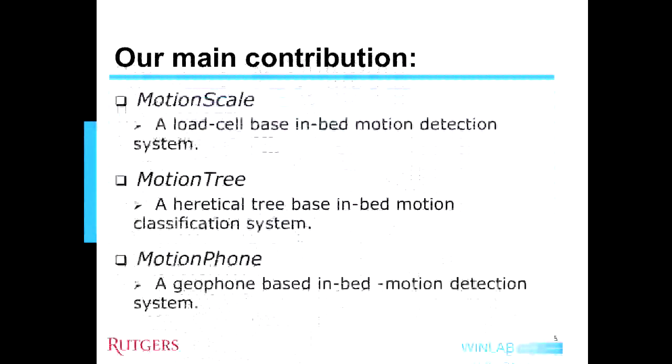So we have three main contributions in this dissertation. The first one we call motion scale. It is basically a system that detects the motion. We call it motion scale because we have a motion and we have a sensor that basically came from a scale that measures the weight. We're using a load cell for that system.